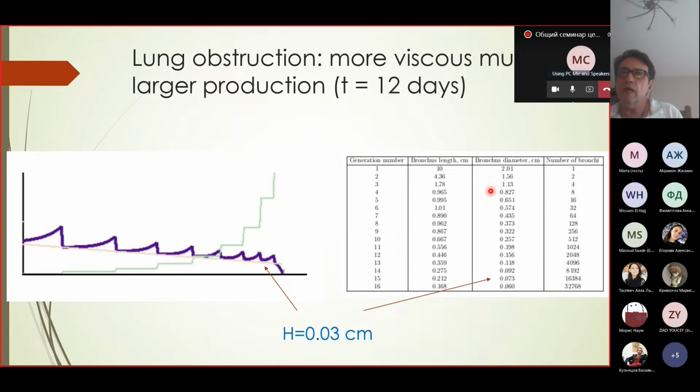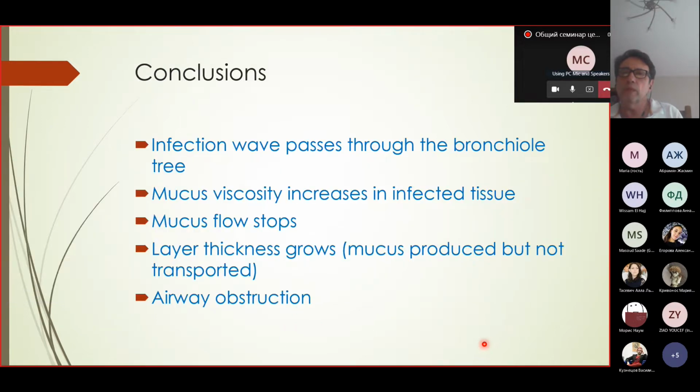For large airways, it's not so dramatic. This obstruction begins in these small airways. So this is basically what I wanted to explain. And the conclusion is that the infection wave passes through the bronchial tree. Mucus viscosity increases in infected tissue. Mucus flow stops. Layer thickness grows. And all that leads to this airway obstruction.